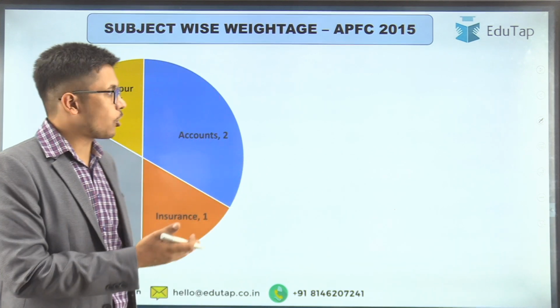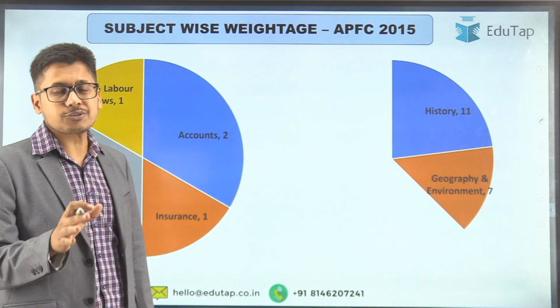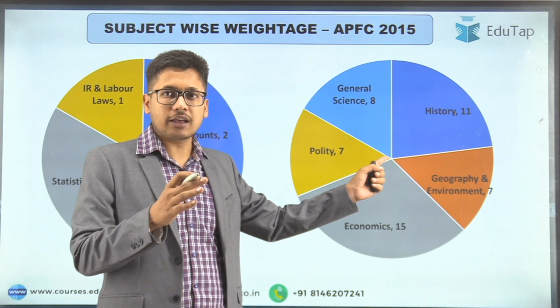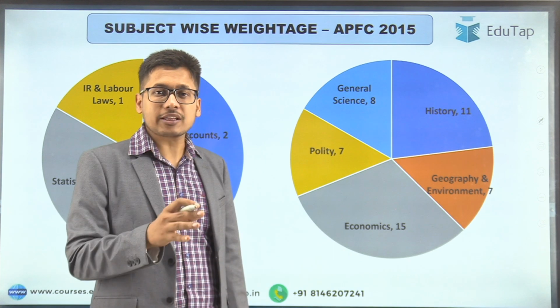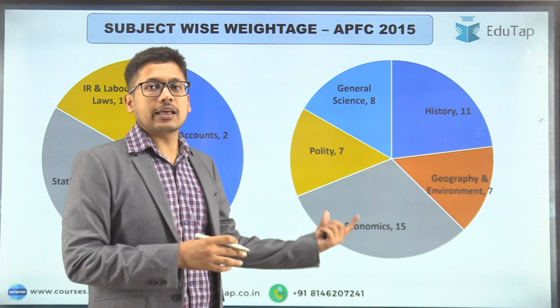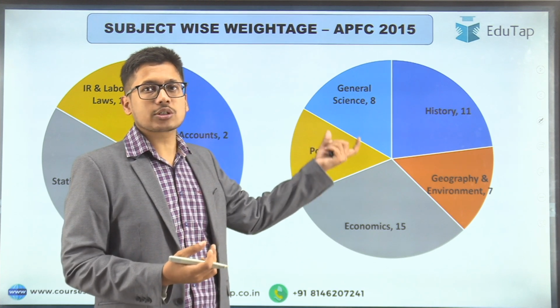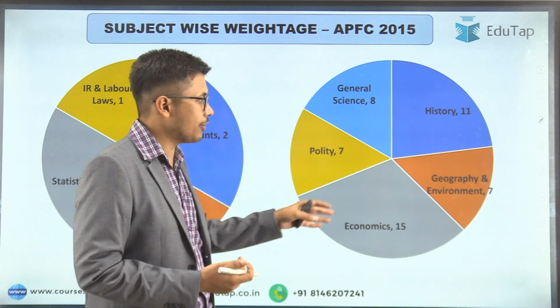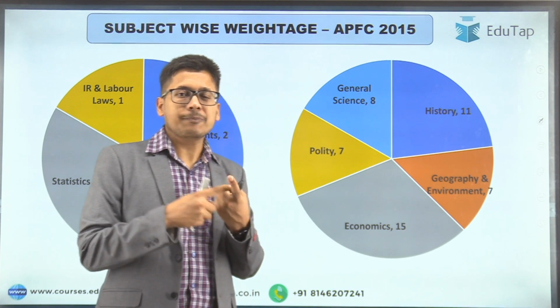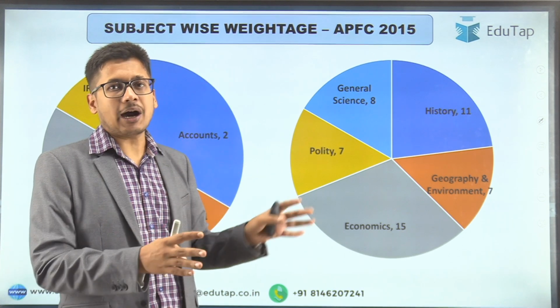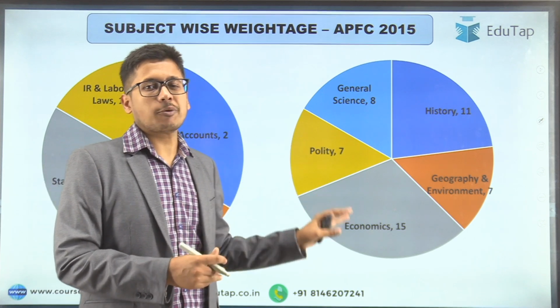Okay, next, if we talk about general studies, a lot of questions from general studies were there. That is history, Indian freedom struggle and culture, questions were there. Geography and environment questions were there in the last APFC examination. Then economy, Indian economy, 15 questions from there, polity 7 questions, and general science 8 questions. So in all, out of general studies, history, geography, environment, economy, polity and general science, a lot of questions are being asked, and we also have to prepare for these.